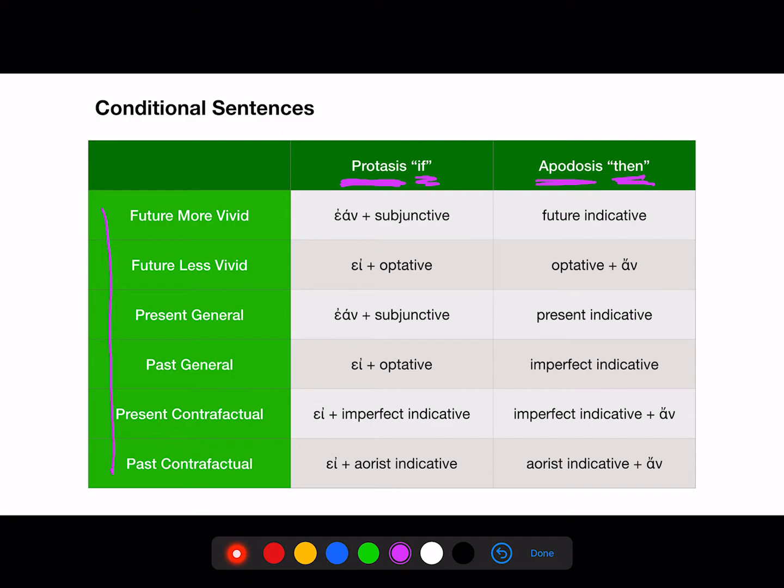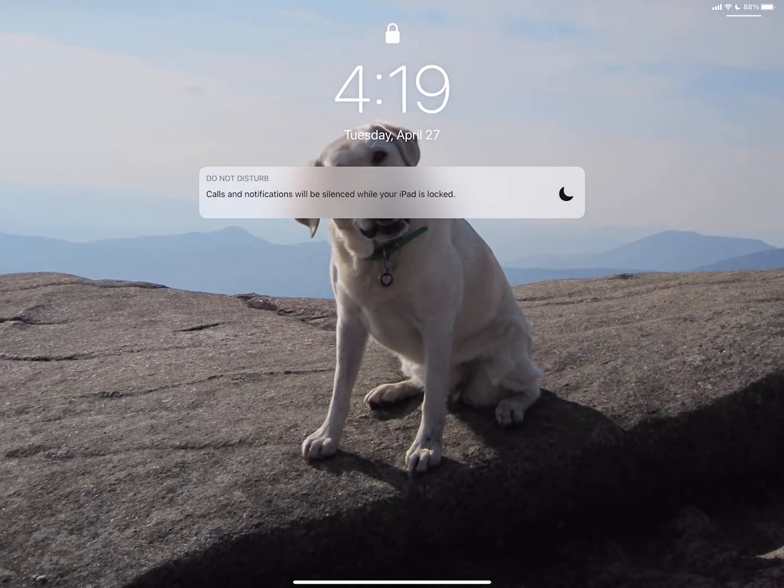Okay, so you can see have, how did that happen? How did I do that?